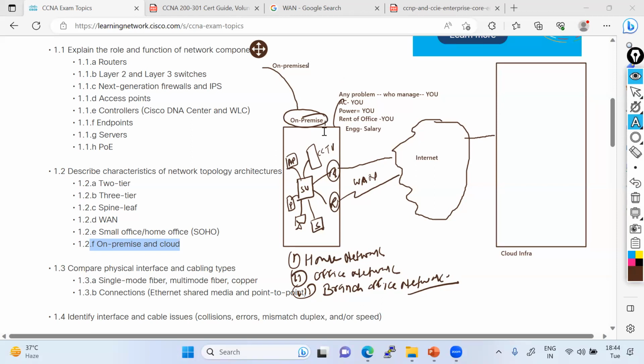So if you managing everything, that is basically on premises, right? But let's say you shifted every network somewhere else, right? You shifted the same network somewhere else. This is your router again. This is again another router, right? So this is your router R1, R2, right? This is your switch. This is your switch.